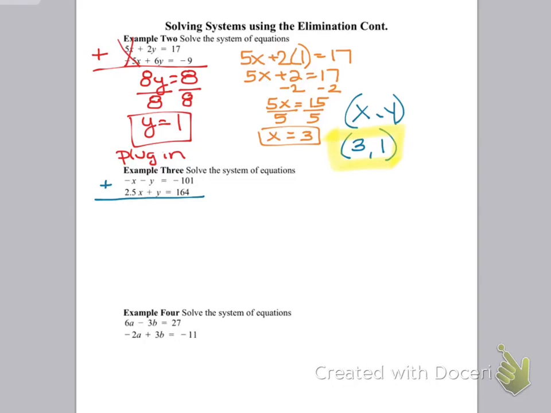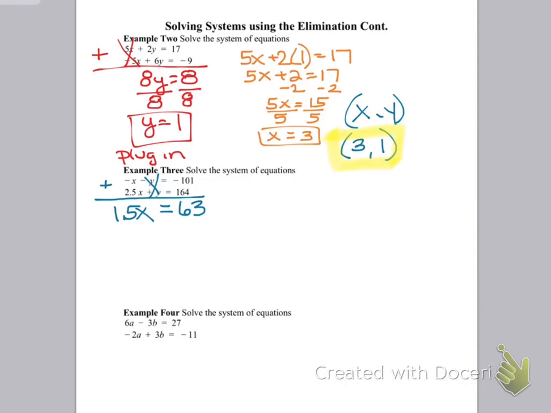We've got negative 1 plus 2.5. Well, that's 1.5x. We notice our y's. Oh, we got negative 1 plus 1. Shocker, gives me 0. And then equals negative 101 plus 64, or 164. That gives us 63. Okay, and feel free to use your calculator with those. It's okay if you don't know them off the top of your head.